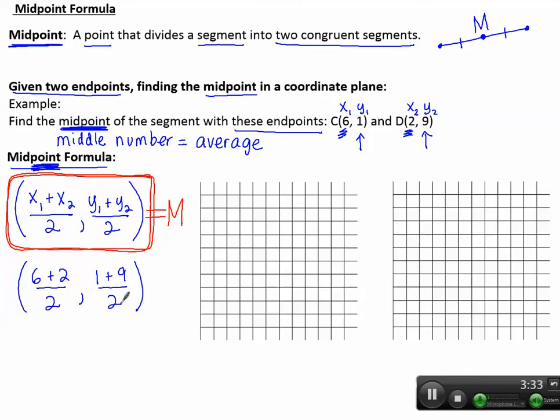And now we simplify. 6 plus 2 is 8, so we write 8 divided by 2. 1 plus 9 is 10, so we write 10 divided by 2. 8 divided by 2 is 4. 10 divided by 2 is 5. So (4, 5) is our midpoint.